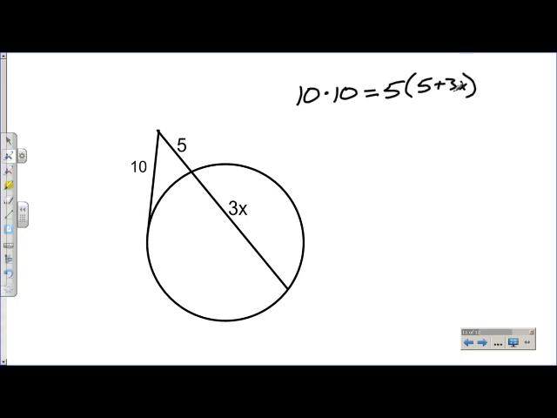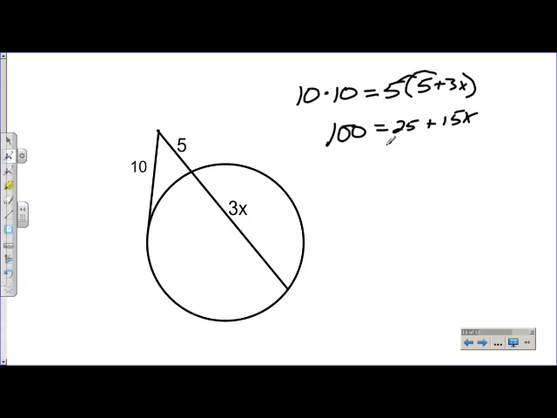And that step right there really throws people off sometimes. So be very careful with that. 10 times 10 is 100. And then 5 distributed to both of them. 5 times 5 is 25. Plus 5 times 3x is 15x.